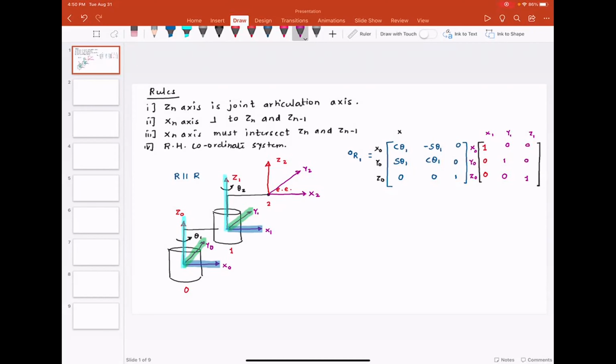But please recognize, this is an identity matrix. And for identity matrix, multiplication does not matter. So what I'm going to get is 0R1 is going to be cosine theta 1, minus sine theta 1, 0, sine theta 1, cosine theta 1, 0, 0, 0, 1. Agreed? Next step is I need to construct something called the homogeneous transformation matrix.